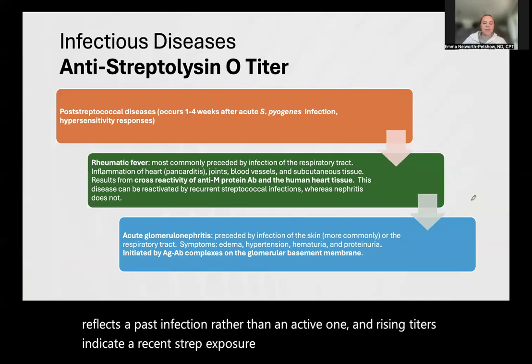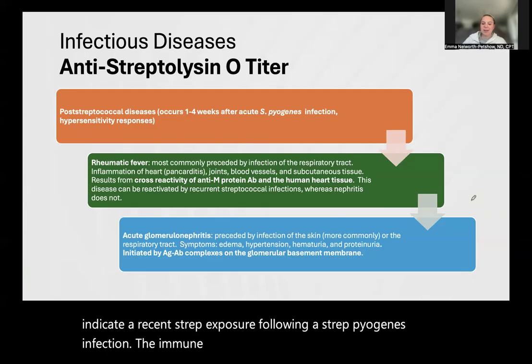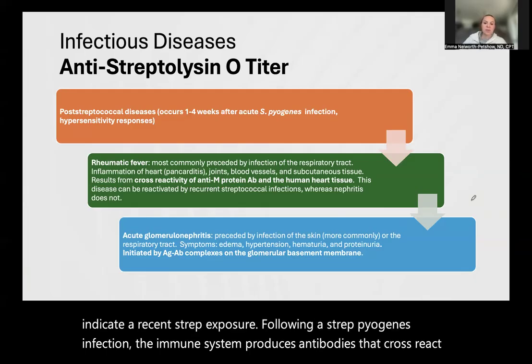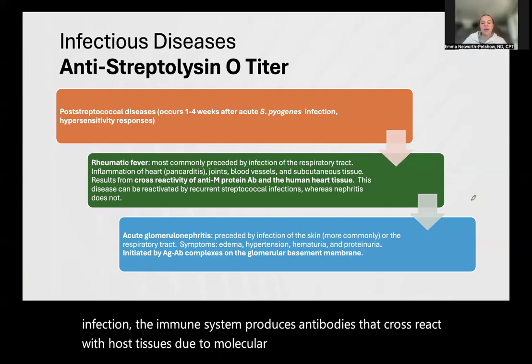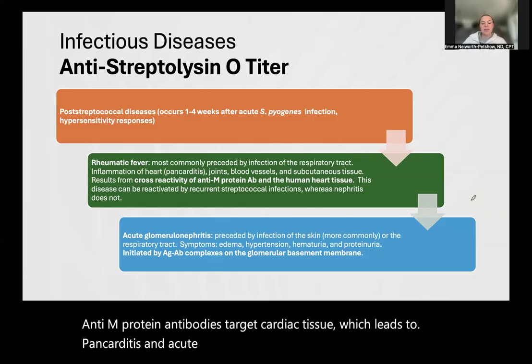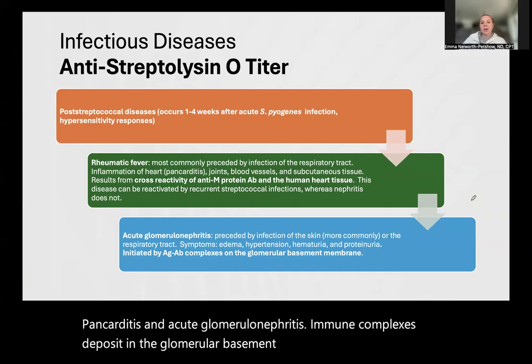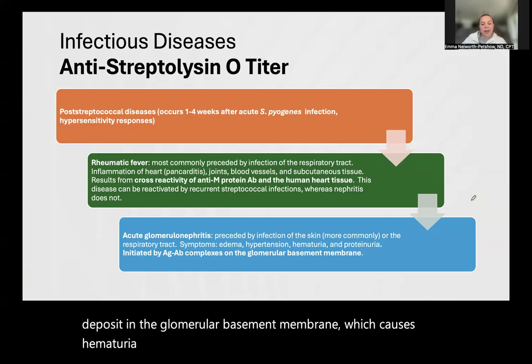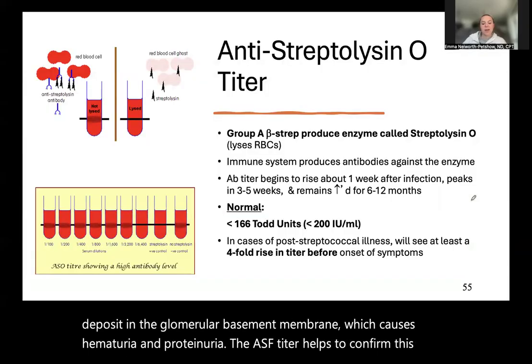Following a Strep pyogenes infection, the immune system produces antibodies that cross-react with host tissues due to molecular mimicry. In rheumatic fever, anti-M protein antibodies target cardiac tissue, which leads to pancarditis. In acute glomerulonephritis, immune complexes deposit in the glomerular basement membrane, which causes hematuria and proteinuria. The ASO titer helps to confirm this post-infectious immune response.